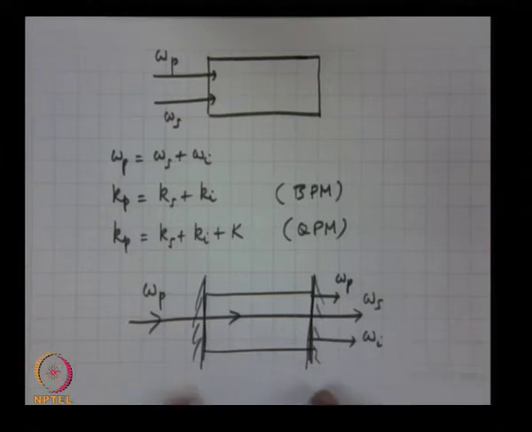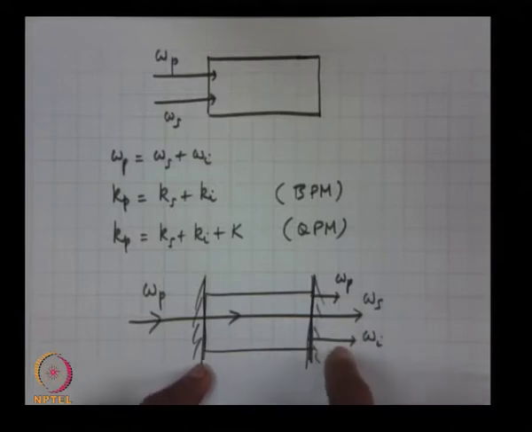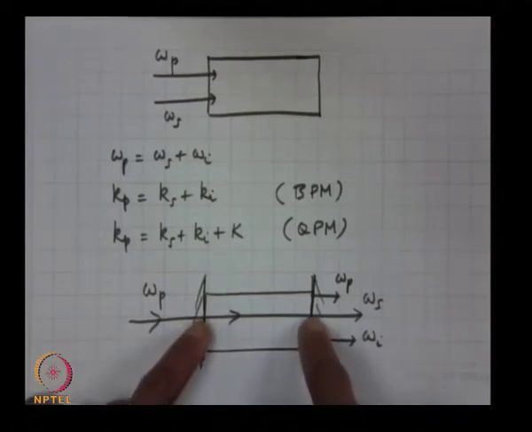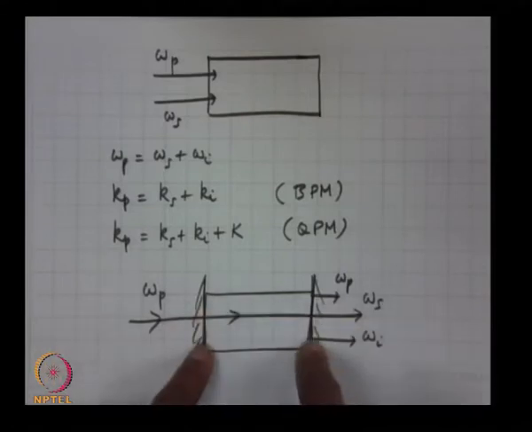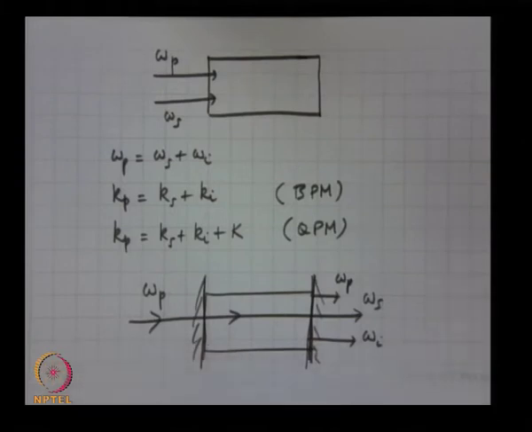I can also have a situation where not only the signal is reflected, but also the idler is reflected back into the cavity. In which case, I will have to have standing wave conditions for omega s and standing wave conditions for omega i. And again, the round trip gain must be equal to loss.